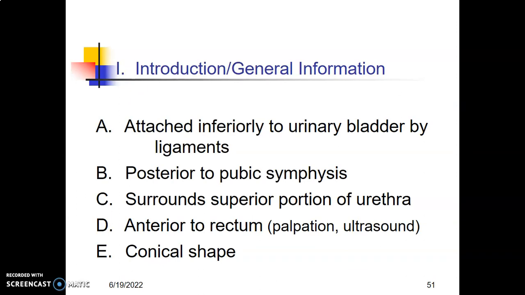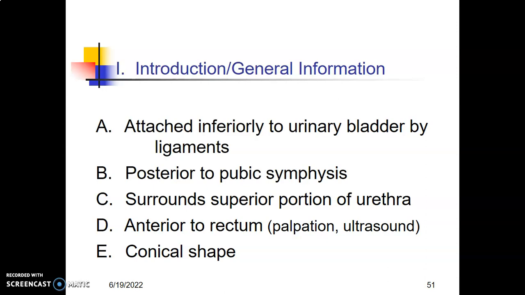Briefly, on the prostate: the prostate is attached inferiorly to the urinary bladder by ligaments. The prostate is located posterior to the symphysis and it surrounds the superior part of the urethra, the prostatic urethra. The prostate is located anterior to the rectum. So when you do a digital rectal exam, you put your finger through the anal canal and the rectum. Anteriorly, the finger can palpate the prostate. If you do a transrectal ultrasound, you put the ultrasound probe in the rectum, and you can see the prostate anterior to the rectum.